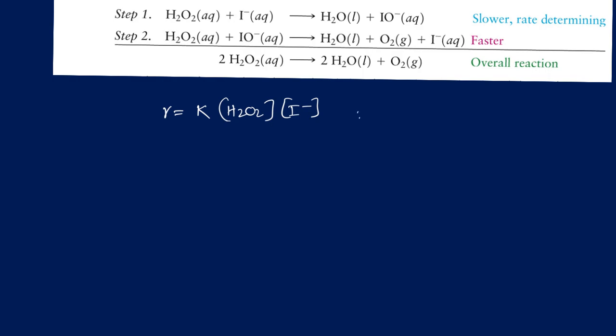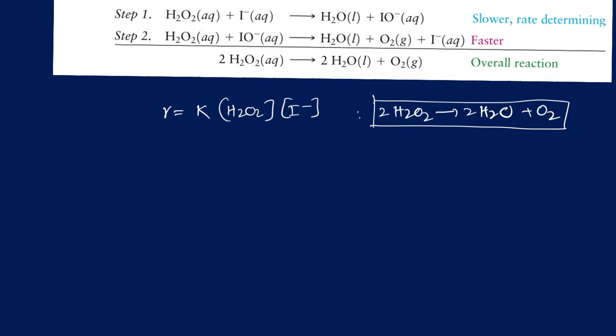But you observe here the overall reaction, what is it? 2H2O2 gives rise to 2H2O plus O2. In this reaction, iodine does not appear anywhere. Therefore, what is iodine? Catalyst. How to identify that it is a catalyst? In this reaction, I minus is initially used and finally we got it back as it is. Initially, whatever amount was used, finally the same amount is formed and it does not appear in the overall reaction. Therefore, that is called a catalyst.